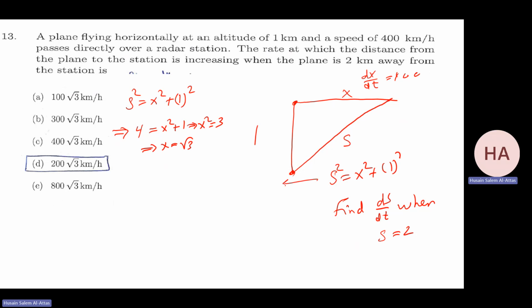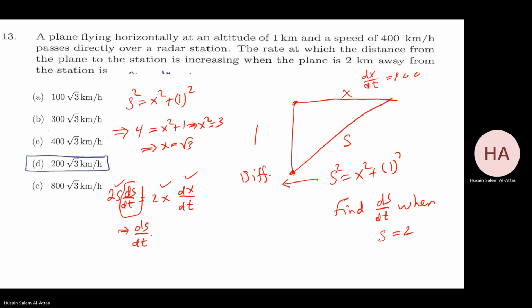Now differentiate and just substitute. So I have 2s ds by dt equals 2x dx by dt. I have this, I have this, I have this, I want this. So ds by dt, cancel the 2, will be x, which is square root of 3, times dx by dt, which is 400, over s, which is 2. That will be 200 square root of 3.